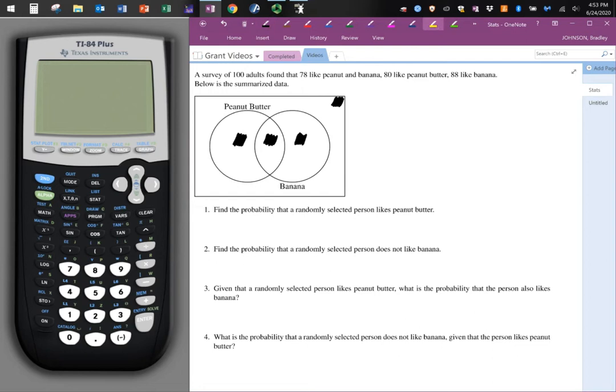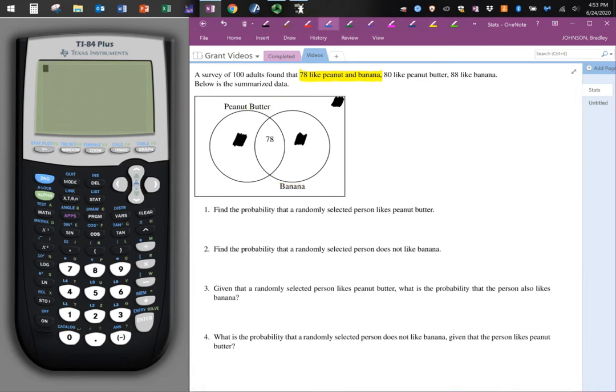So, when you see that 78 like peanut butter and banana, the AND statement goes in the intersection. So you see how peanut butter and banana intersect in the middle here? So that's going with the AND statement. So I am going to put a 78 right in the middle there, okay? So we have placed a 78 in the intersection.